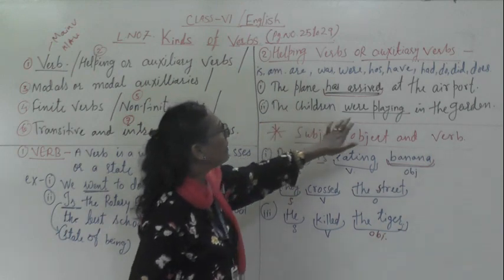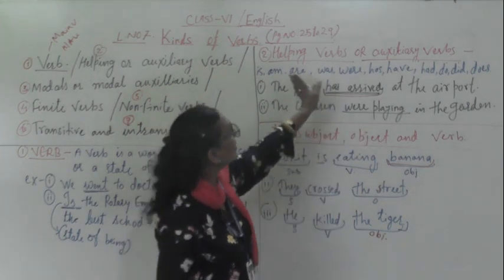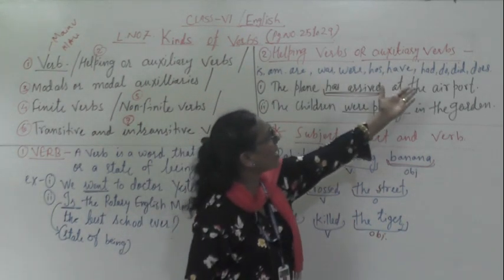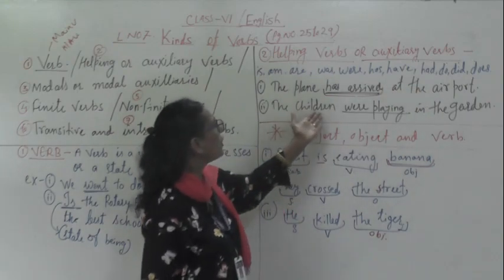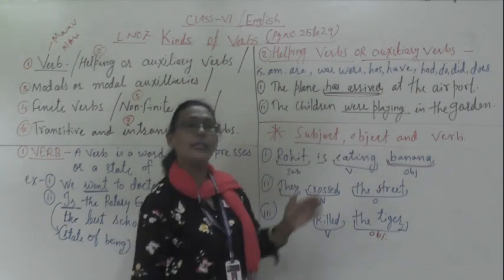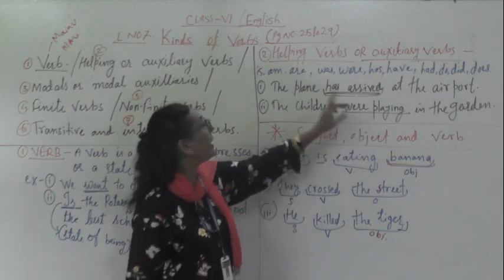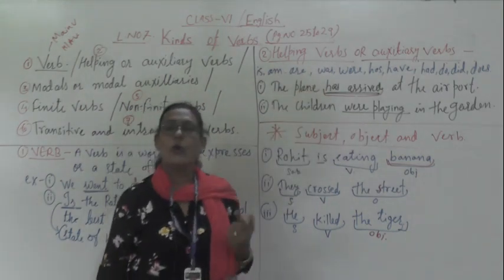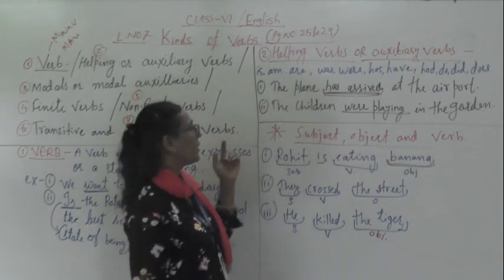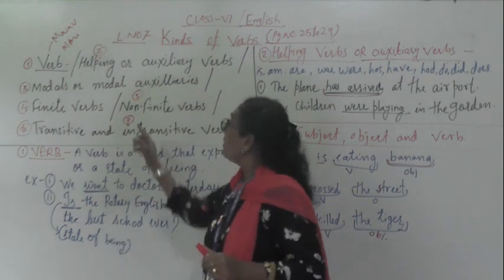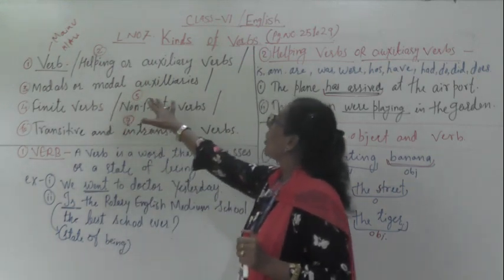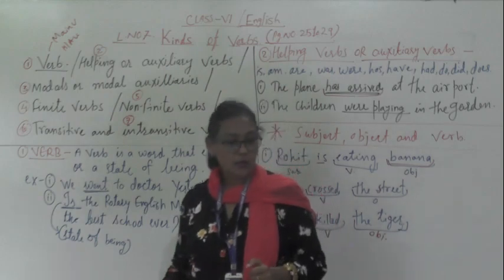The children were playing in the garden. See here, was, were, has, have, had, did, does. So the children were playing in the garden. So were is a helping verb or an auxiliary verb. Now we go to the third, that is modals or modal auxiliary verbs.